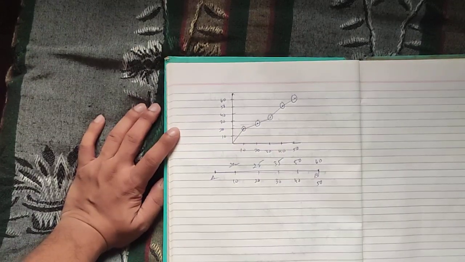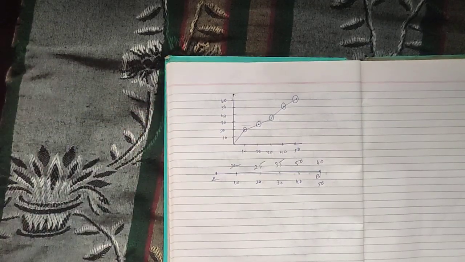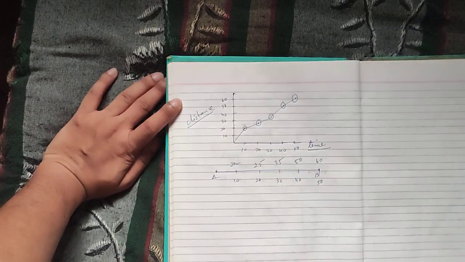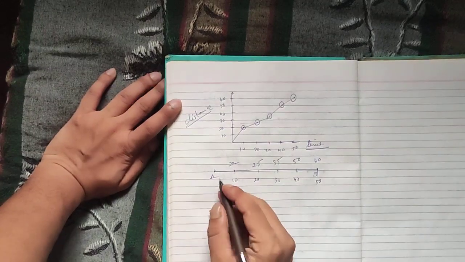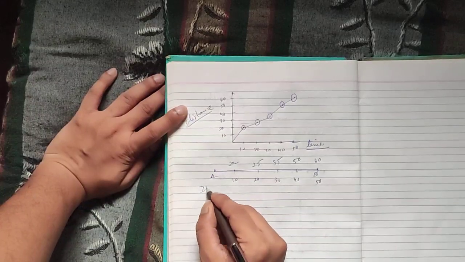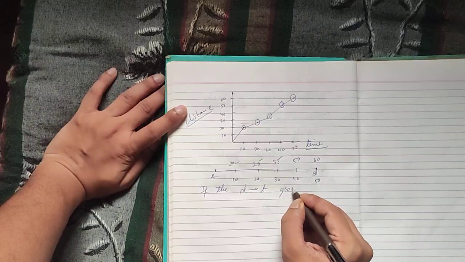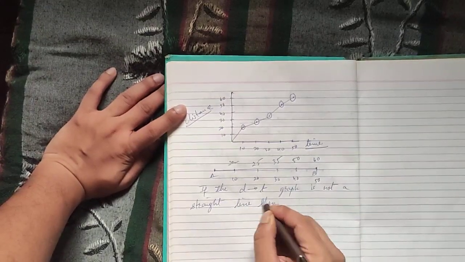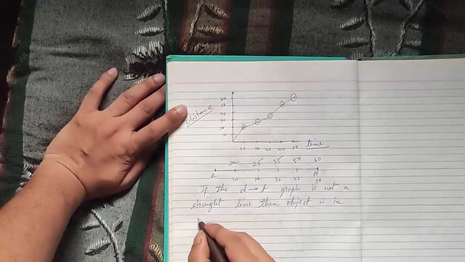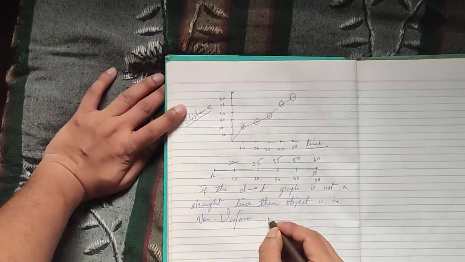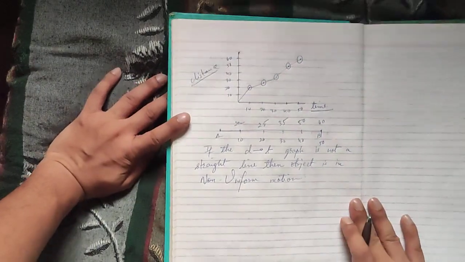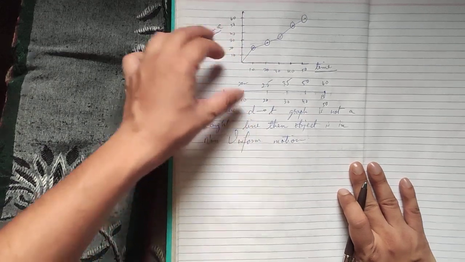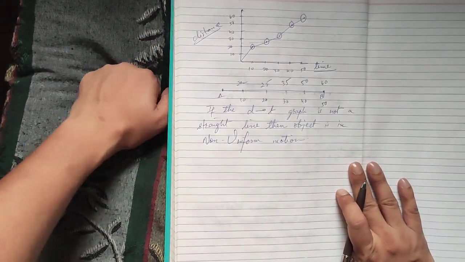Okay, if the graph which is plotted is not a straight line, then the object is in non-uniform motion. Distance time graph. Okay, so if we plot a distance time graph and it is not a straight line, then it is in non-uniform motion, just the exact opposite of uniform motion. If distance time graph is not a straight line, then object is in non-uniform motion. Okay, so if we plot a graph of an object in motion and its graph is not a straight line, then simply the object is in non-uniform motion. I hope it is clear to you, students.